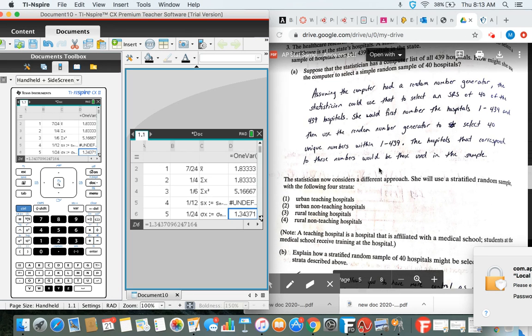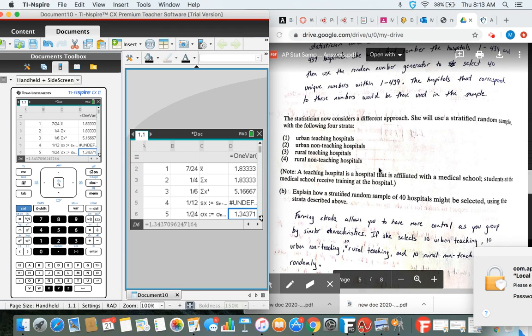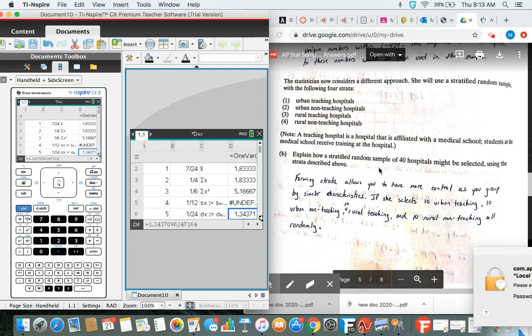All right, remember that with stratified, you're grouping by similar characteristics, right? And the whole purpose of that would be to limit those confounding variables, give yourself more control in the experiment or in the study. So if we formed strata, and we looked at each one of these as a stratum, what that would allow us to do, if I wanted 40 hospitals, well, I want to make sure I have an equal amount of each. So I would make sure that I'd have 10 urban teaching, 10 urban non-teaching, 10 rural teaching, 10 rural non-teaching. All right.